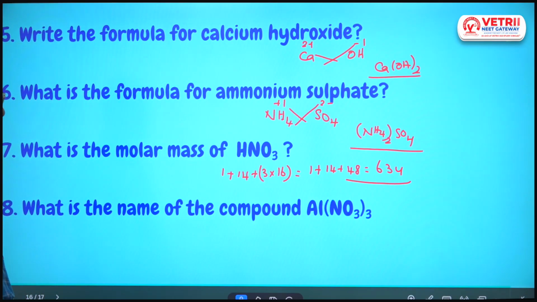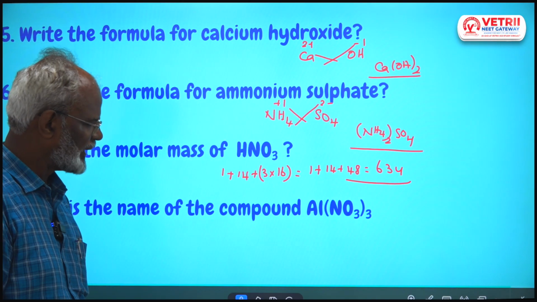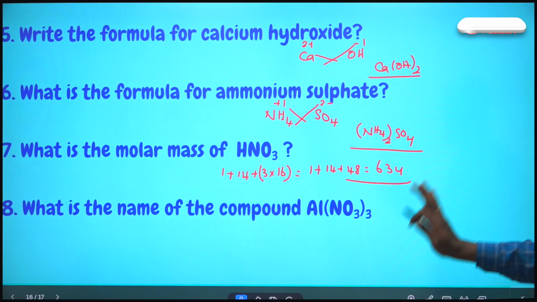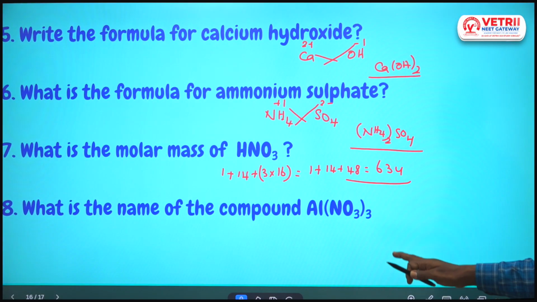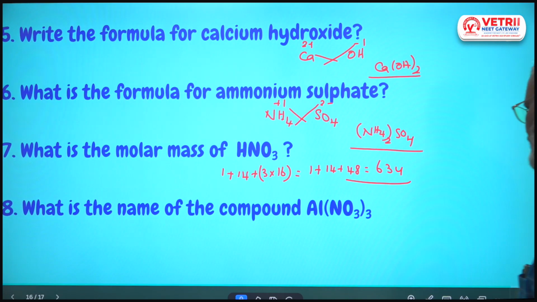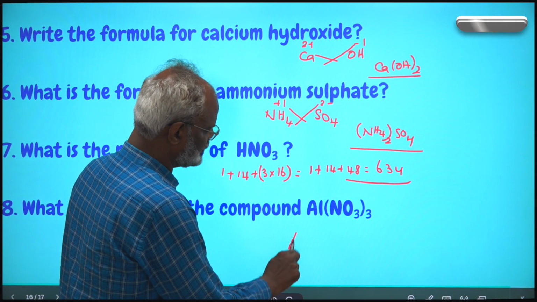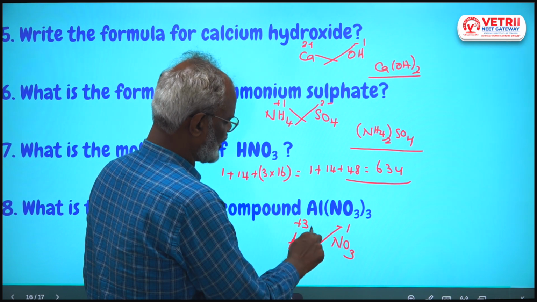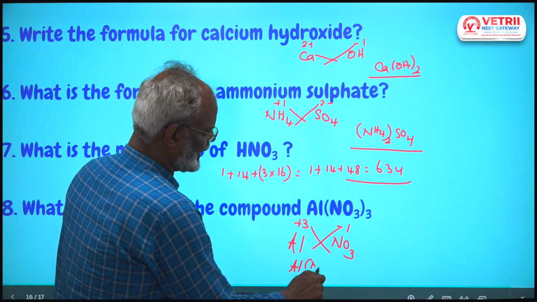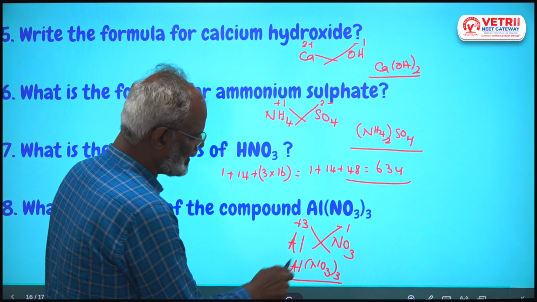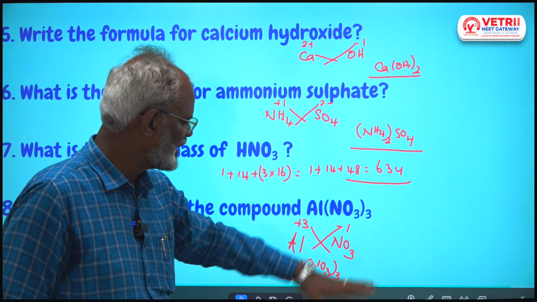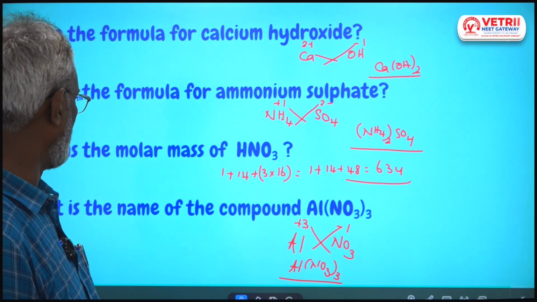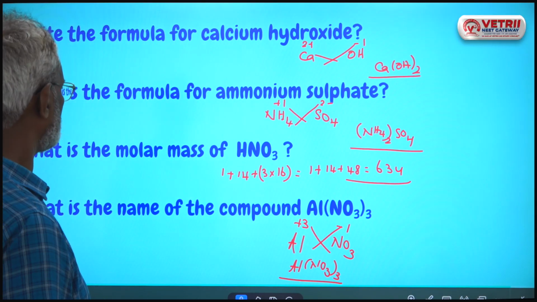What is the name of the compound Al(NO3)3? You know NO3 is nitrate, so it is simply called aluminium nitrate, not aluminium trinitrate. Here, for aluminium it is plus 3 and NO3 is minus 1. If you cross you will get Al(NO3)3, which is simply aluminium nitrate. The 3 comes because of the valency. We have to see the valency, so because of valency only, we get Al(NO3)3.